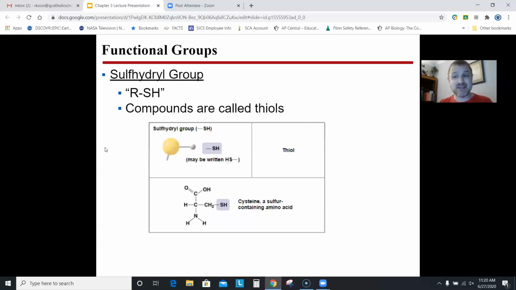Sulfhydryl groups, these are not that important. There's a couple places where they pop up later in the class. They contain sulfur. They're also called thiols. It's just an SH group. Sulfur bound to R and then bound to a hydrogen.